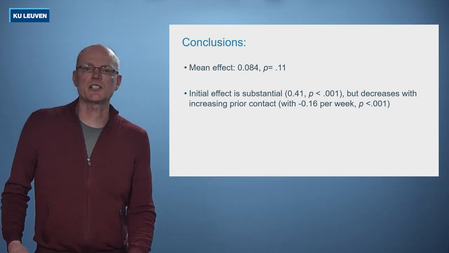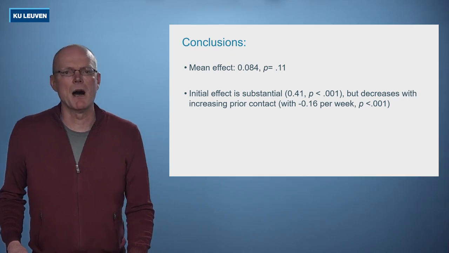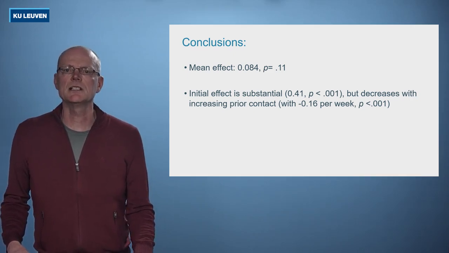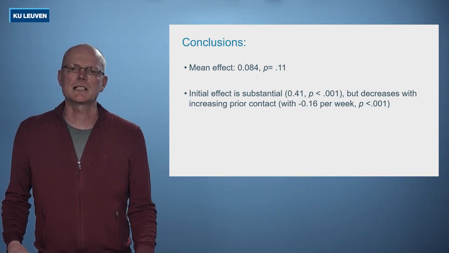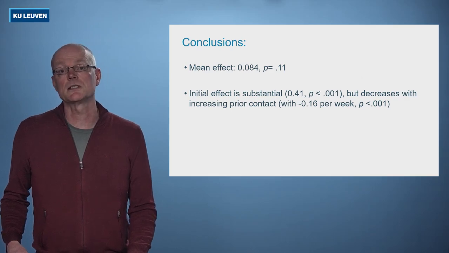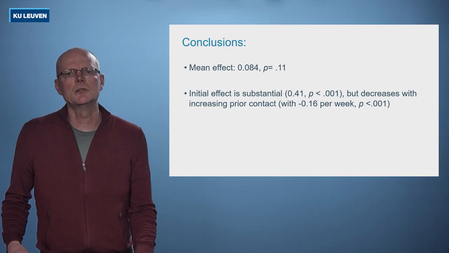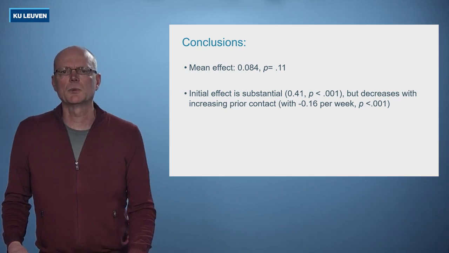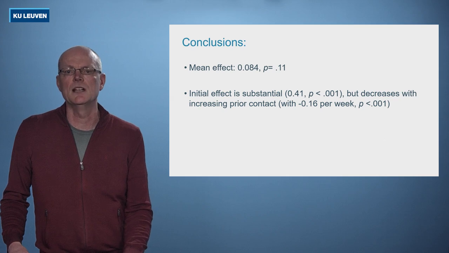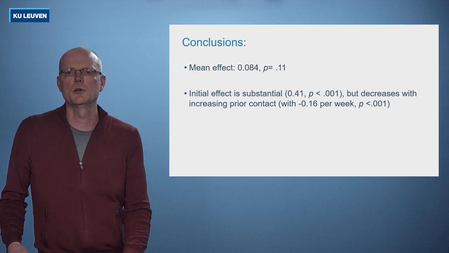The estimated regression weight of the number of weeks is minus 0.16, which means that with each additional week of prior contact, the expected effect decreases by 0.16, a decrease that is also statistically significant. This makes sense. It is indeed hard to make a teacher believe that one group is smarter than the other group when there is no difference between these two groups if the teacher already knows the students.